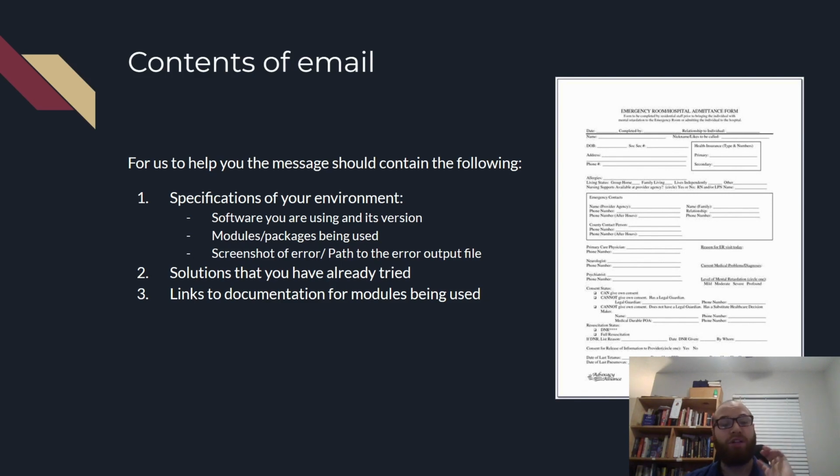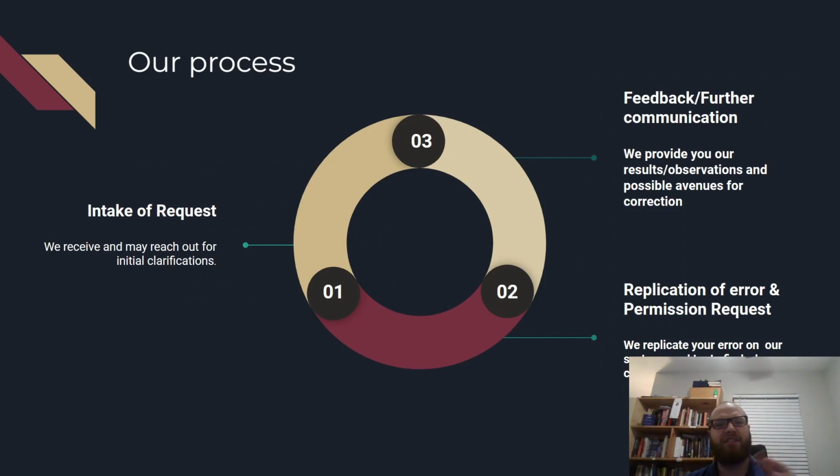Now, once you send that email, how do we work with it? And I think this is just to give you some clarity on what happens behind the doors once you send that email in the Magic Rabbit Hole. Okay, and it's basically these three things. First, we intake your request, right? We receive and we maybe reach out for initial clarification. So, like, hey, you missed out this thing. We definitely need it.